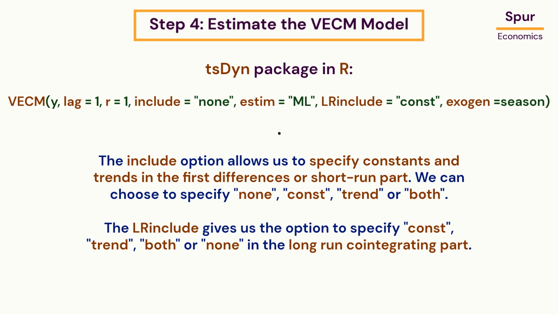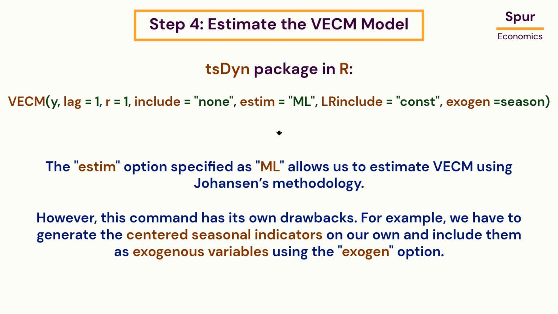The include option allows us to specify constants and trends in the first differences or short-run part. We can choose to specify none, constant, trend or both. The LRinclude option gives us the option to specify constant, trend, both or none in the long-run cointegrating part. The estim option specified as ML allows us to estimate the VECM using Johansen's methodology.